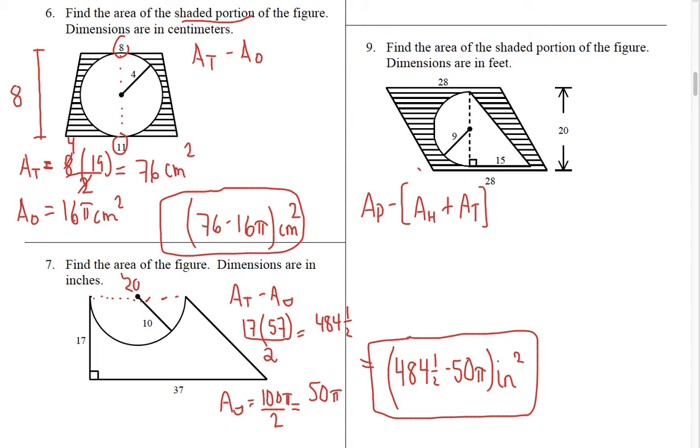The area of the parallelogram is the easiest part to find, because the area of a parallelogram is simply base times height. So the base is 28 and the height is 20. So we have 28 times 20. And then we're going to take the area of the half circle, which is pi r squared over 2, so that would be 81 pi over 2. And the area of the triangle would be 15 times 18 divided by 2, which would be the same as 15 times 9.